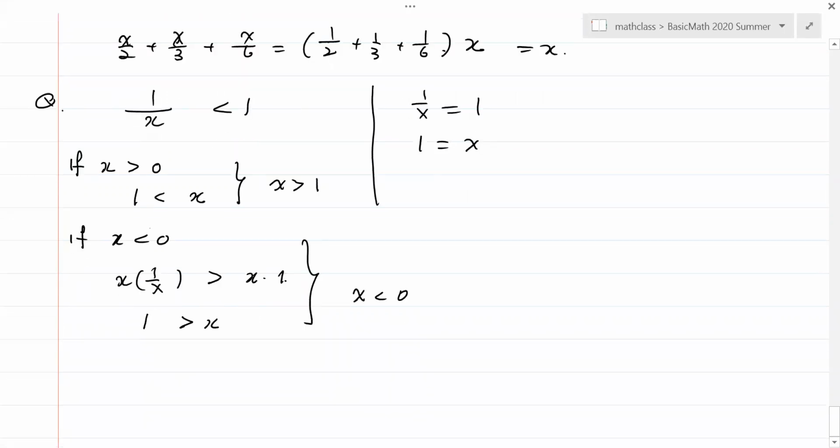So that means this is the most complicated problem, and your answer will be x is less than 0 or x is greater than 1.